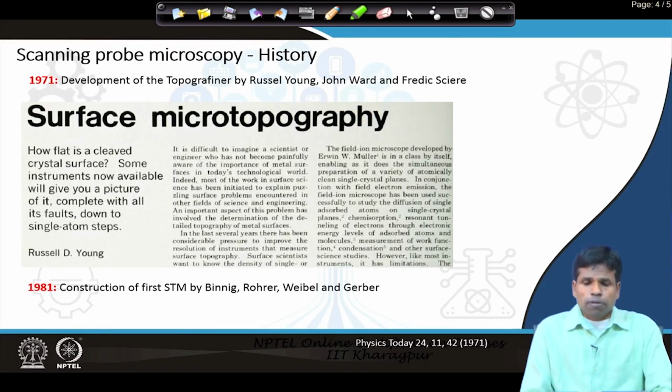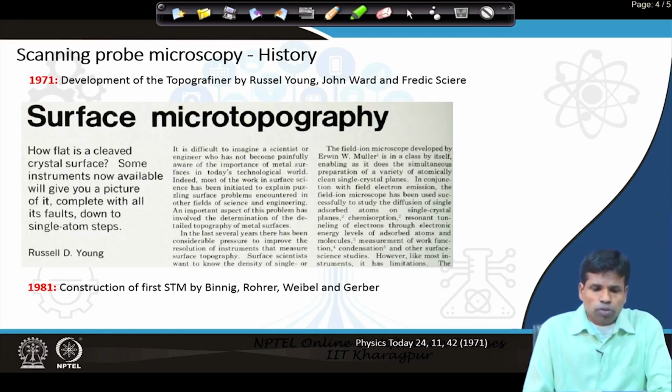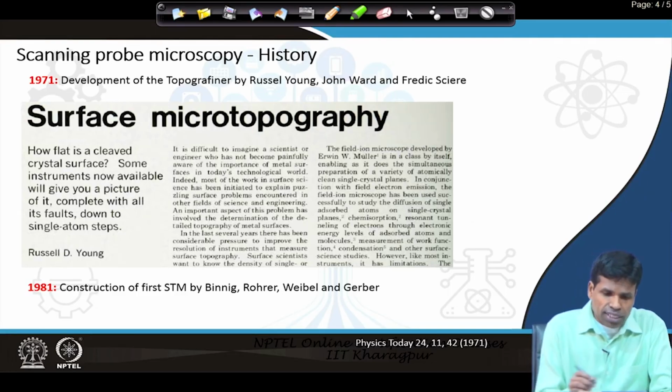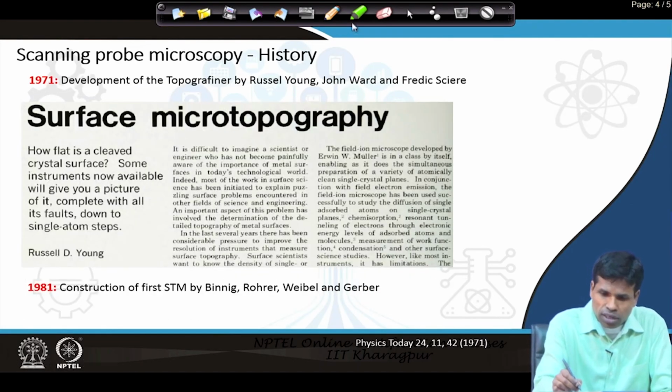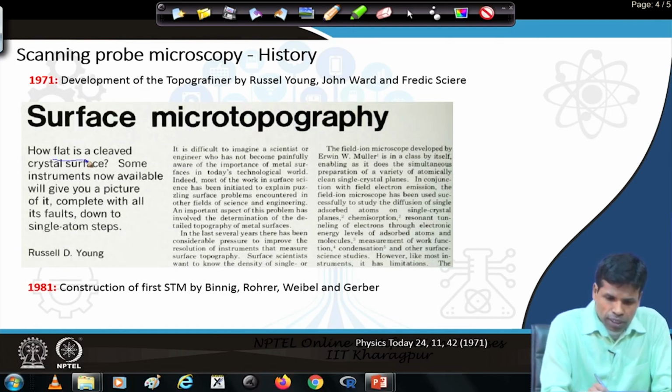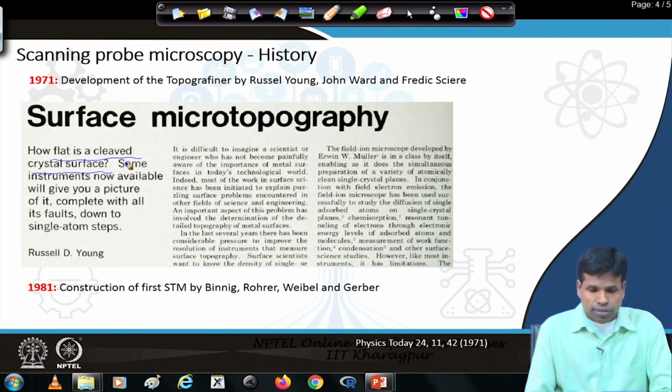But if we look at the history, the discovery credit should go to Russell Young in 1971 for his discovery of a technique that we call the topographiner, which was used to know the smoothness or roughness of the surface. As written here, it was an article by Russell Young on how flat a crystal surface, how flat a cleaved surface is.